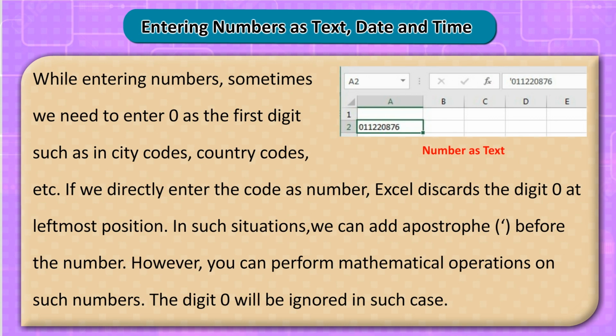Entering numbers as text, date and time. While entering numbers, sometimes we need to enter 0 as the first digit, such as in city codes, country codes, etc. If we directly enter the code as number, Excel discards the digit 0 at leftmost position. In such situations, we can add apostrophe before the number. However, you can perform mathematical operations on such numbers. The digit 0 will be ignored in such case.